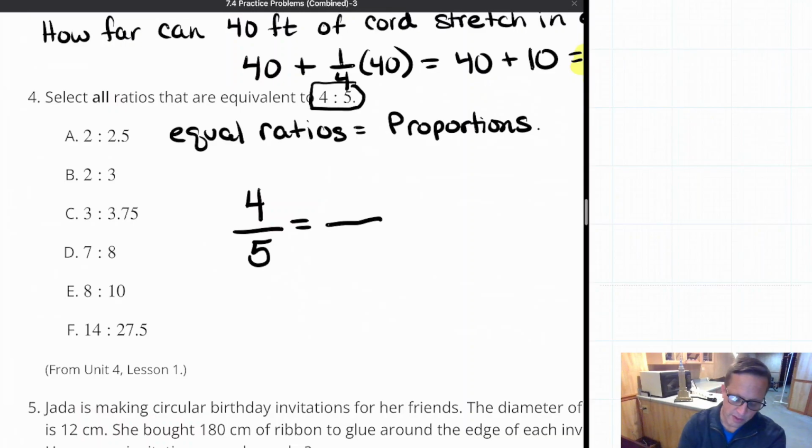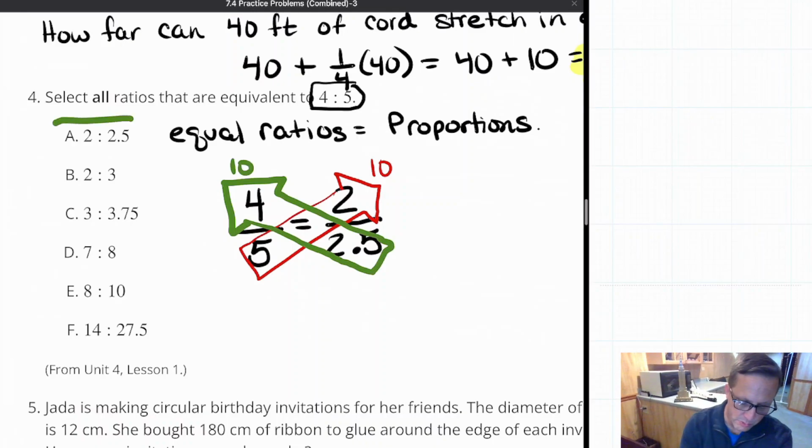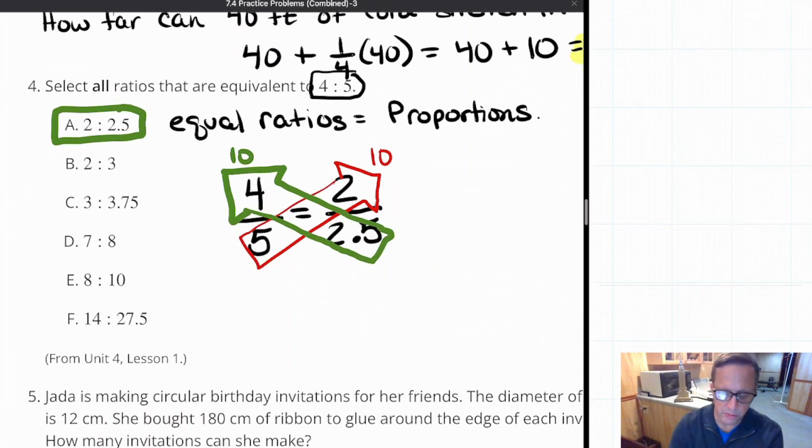So we got 4 to 5, and then 2 to 2.5. Now 5 times 2 is really easy. 5 times 2, when I multiply that left to right, that's 10, right? So this part right here, 4 times 2.5, that's also 10 right there. So I am going to choose A. A is equivalent. So it says select all, so we can't just stop there.